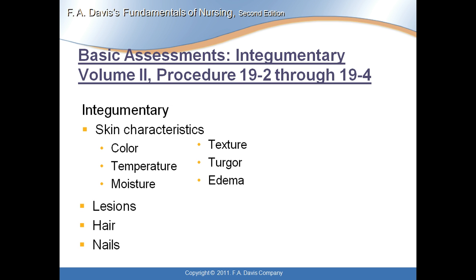So we're going to start off with integumentary skin characteristics. You're going to look for color, temperature, moisture, texture, turgor, and edema. You'll also look for lesions. You'll assess their hair and their nails. Overall, you're looking to find out from head to toe on their skin if there's something deviating from the norm.